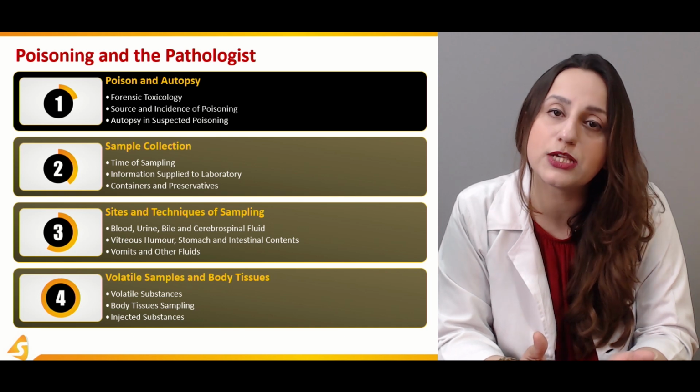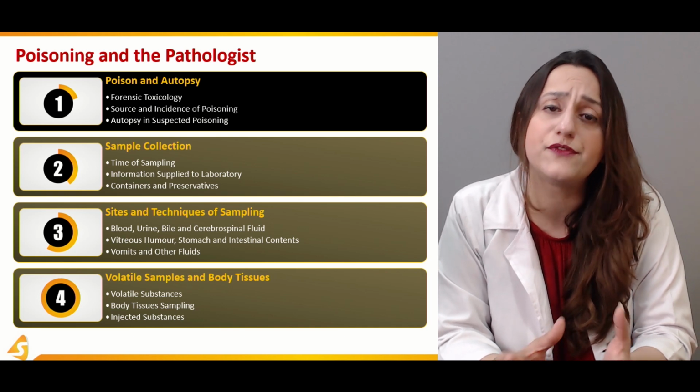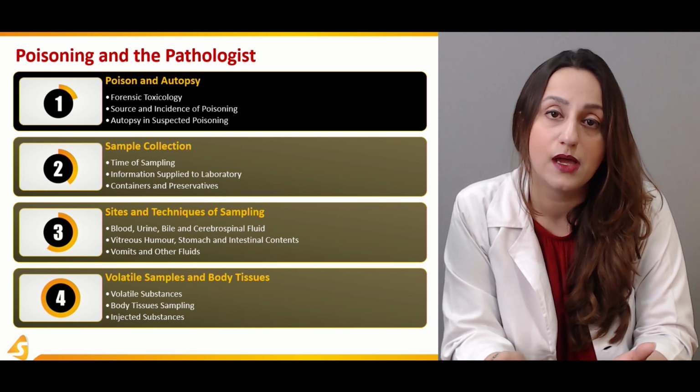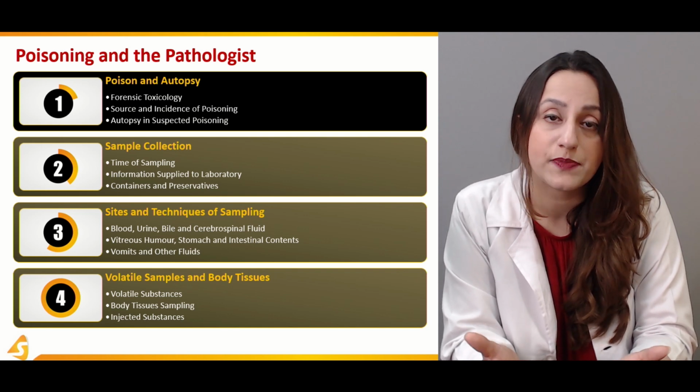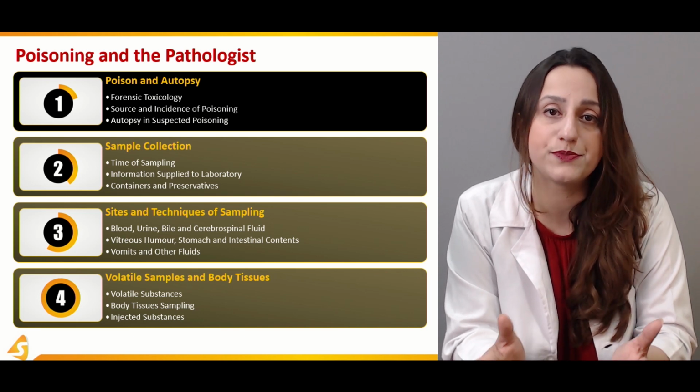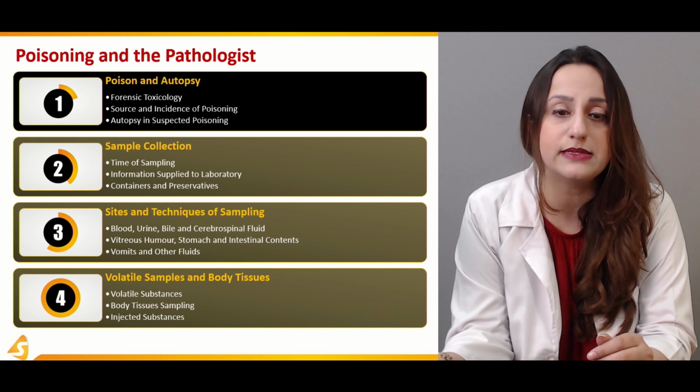So we'll be discussing the autopsy in suspected poisoning. Autopsy in a suspected case of poisoning is discussed over here whenever we get a case and we're suspicious that this death was caused by some sort of poisoning. What kind of samples we are going to look for, and the whole autopsy procedure is also discussed in this section.